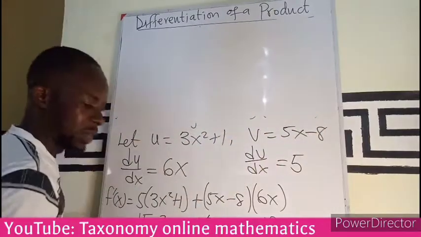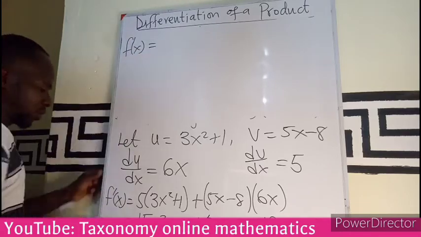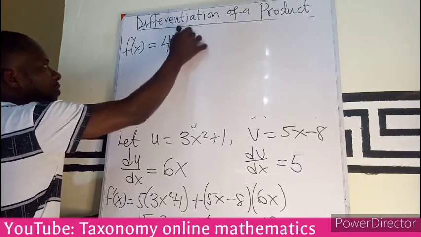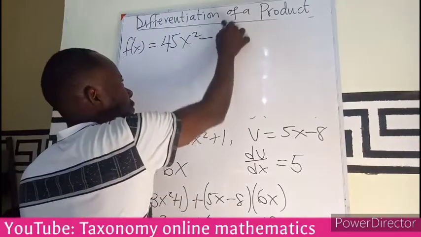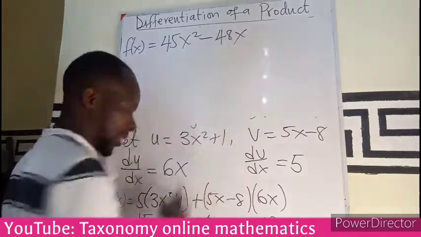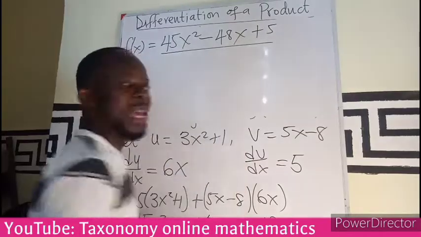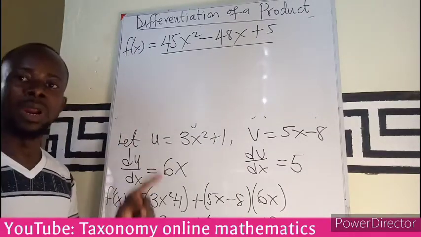When you group this, the derivative is going to be this plus this. That will be 45x², then we have minus 48x. Then finally plus what? 5. So this is the answer you will get if you are using the product rule.